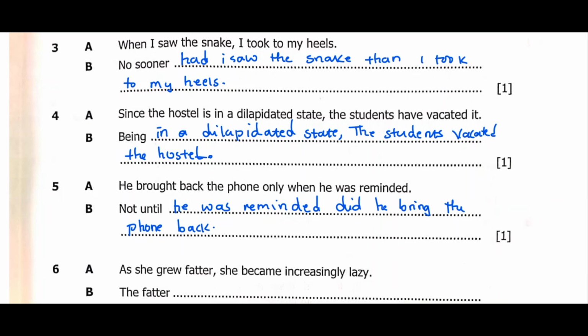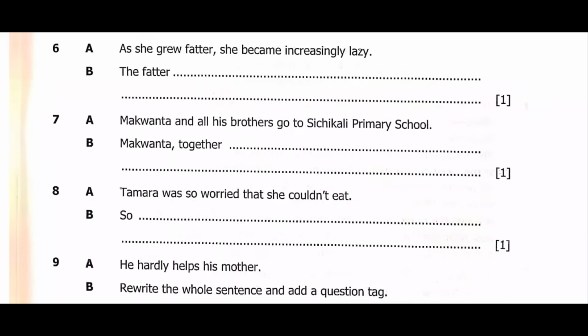Okay, so now let's look at question 6 here. As she grew fatter, she became increasingly lazy. So here the answer will be the fatter she grew, then we'll say the lazier she became increasingly.